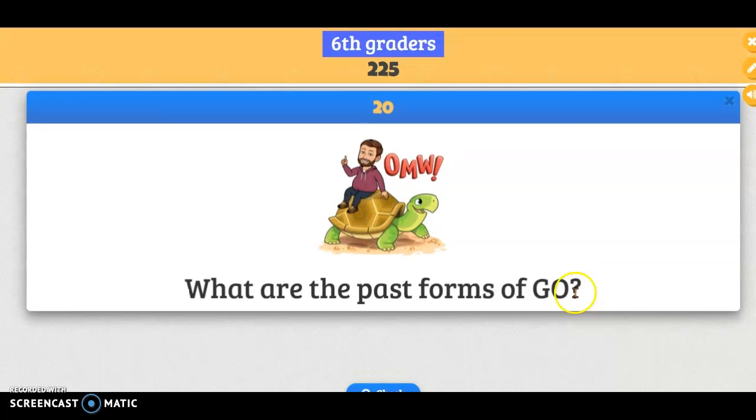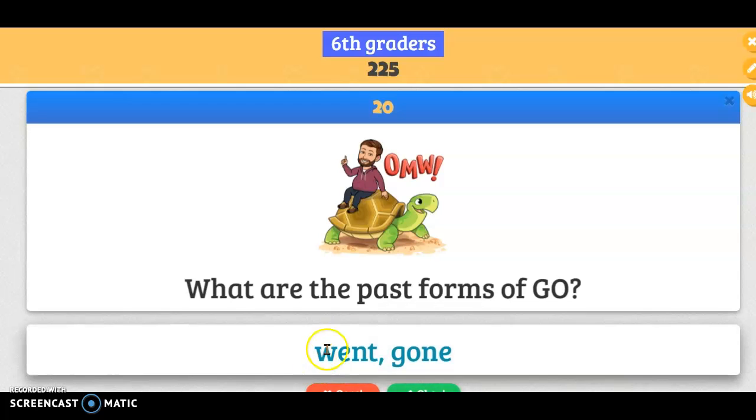Let's continue with go. The typical go. You should know this one by memory already. Go, went, and then gone. Some irregular verbs have a past participle that ends in N or has an N. That is a tip for you in order to remember. Go, went, gone.